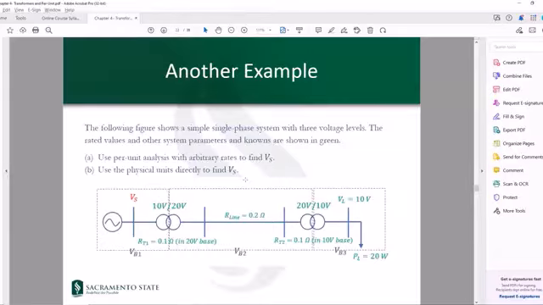Okay. Let's go to another example. This figure is showing a simple single-phase system with 3 voltage levels. The rated values and other system parameters and knowns are shown in green. We want to use the per unit analysis with arbitrary bases to find VS, and use the physical units directly to find VS. In other words, we want to do this problem in 2 different methods. Method 1 is through per unitization. Method 2 is directly using the physical units.